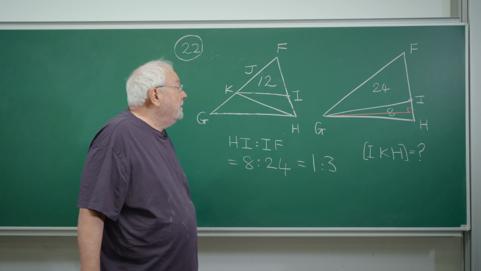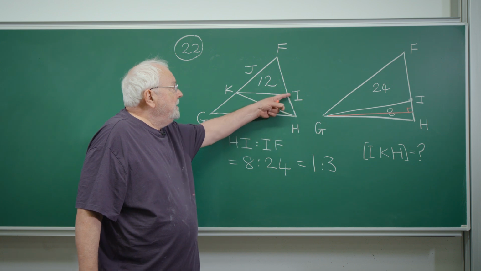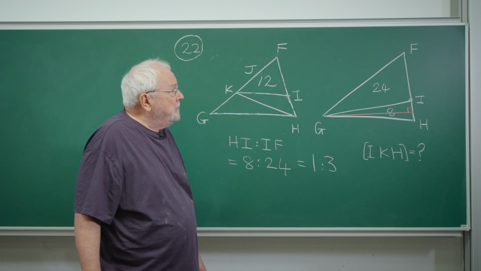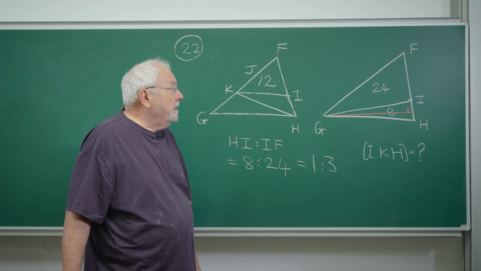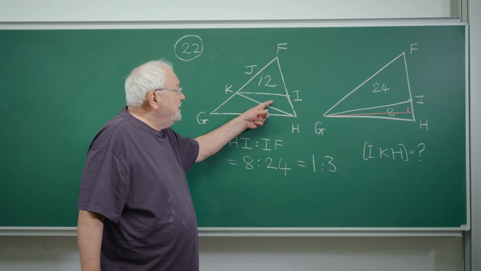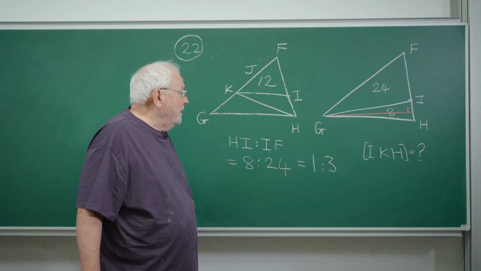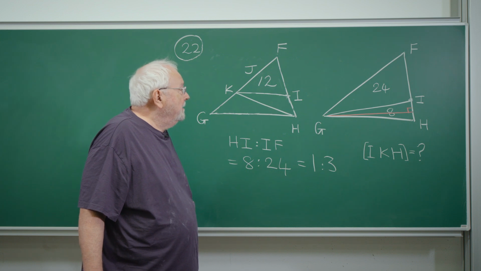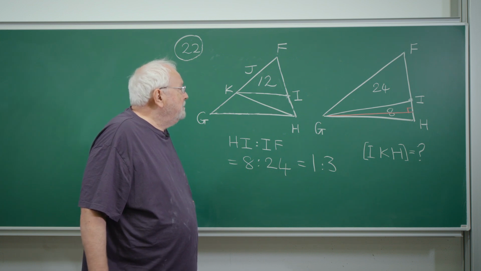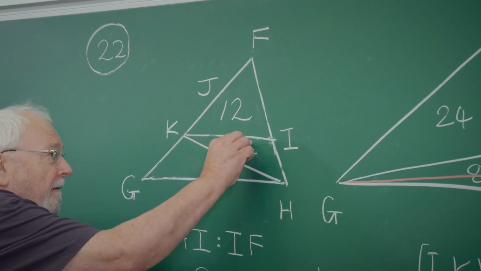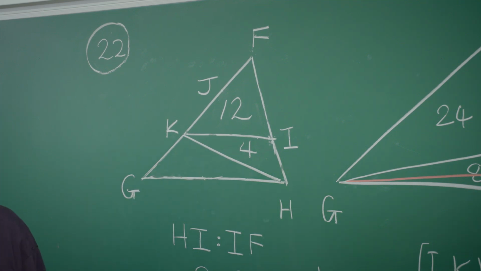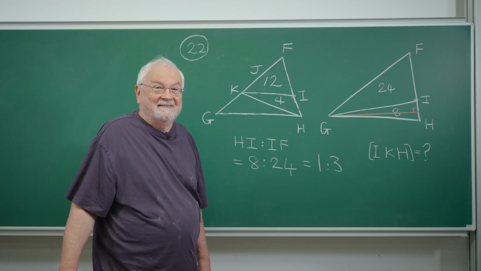But we know what those are. This base to this base is in the ratio 1 is to 3. So that area is to that area as 1 is to 3, and so it must be of area 4. And that's the answer.